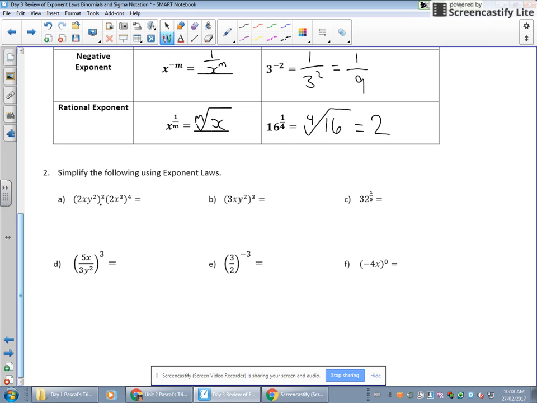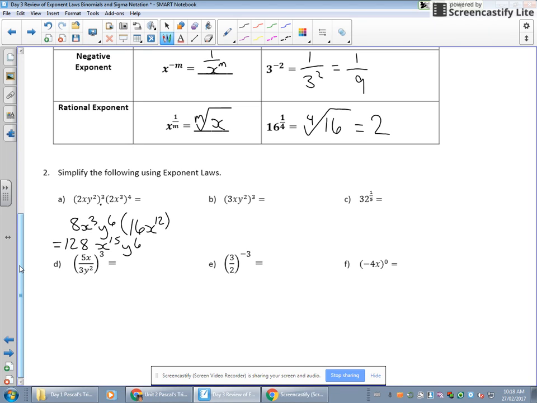I'm going to do my cubed root here first. 2 cubed is 8, x cubed, y to the 6th, multiplied by 2 to the power of 4. 2 times 2 is 4, times 4 is 16, x to the 12th. And that becomes 8 times 16 is 128, x to the 5th. Oh, sorry, 12 and 3 is 15, and then y to the 6th.